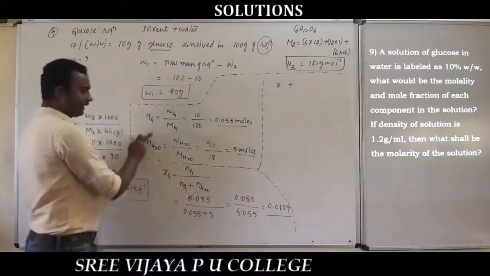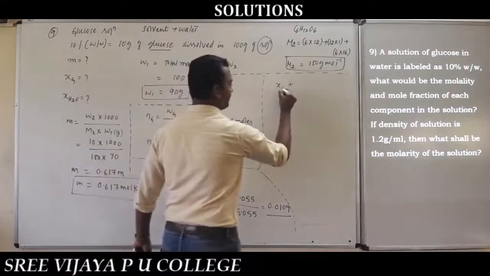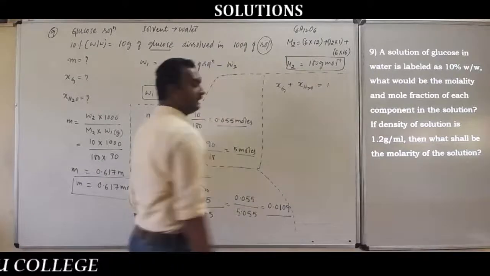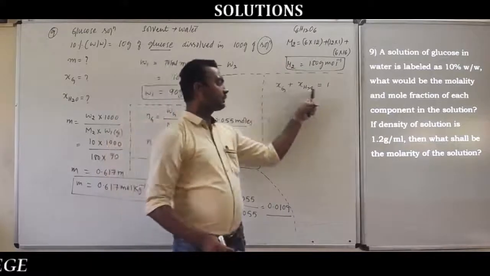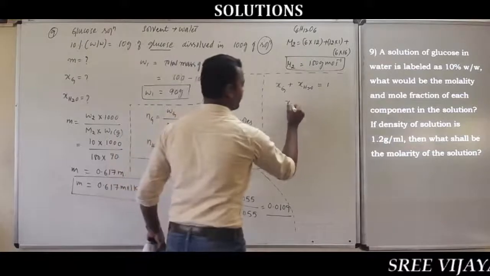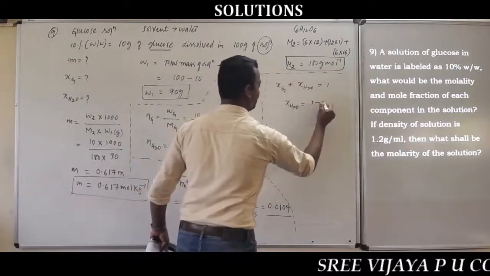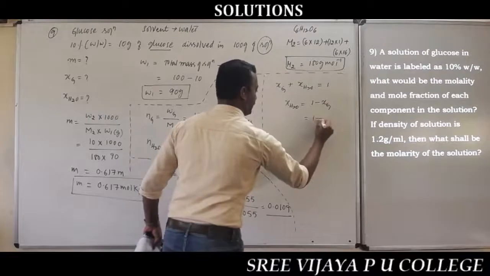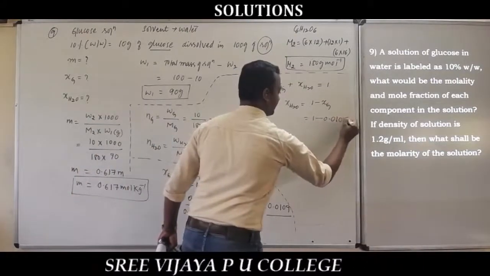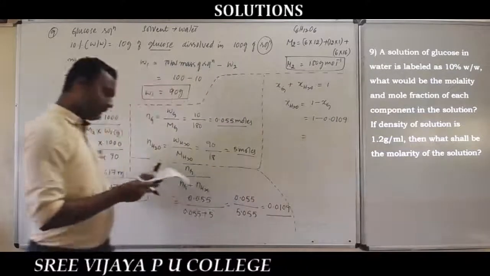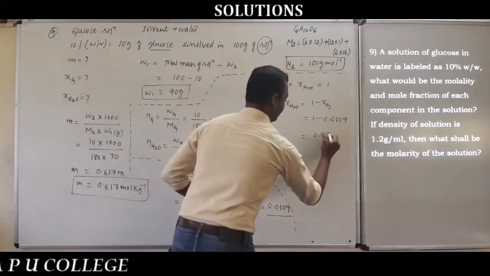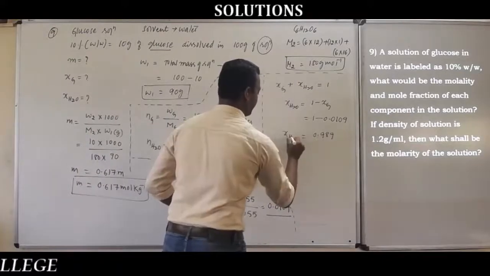Which are the components here? Glucose and water. That is, mole fraction of glucose plus mole fraction of water is equal to 1. The sum of the mole fractions of all the components in the solution is always equal to 1. So mole fraction of water is equal to 1 minus mole fraction of glucose. What is the mole fraction of glucose here? 0.0109. So 1 minus 0.0109 is equal to 0.989. That is the mole fraction of water.